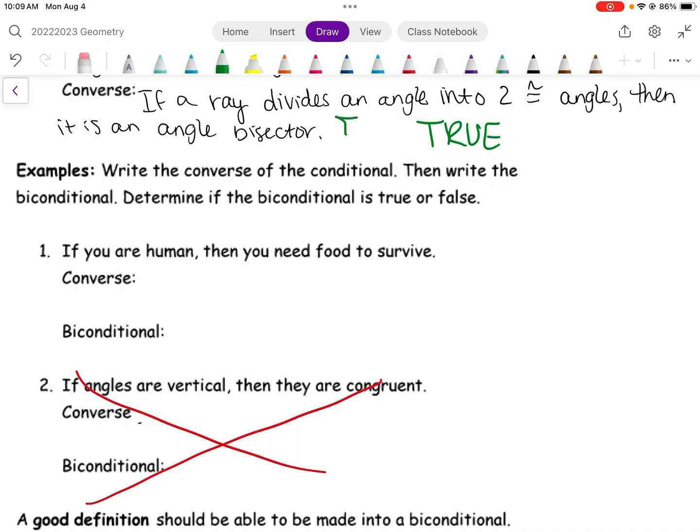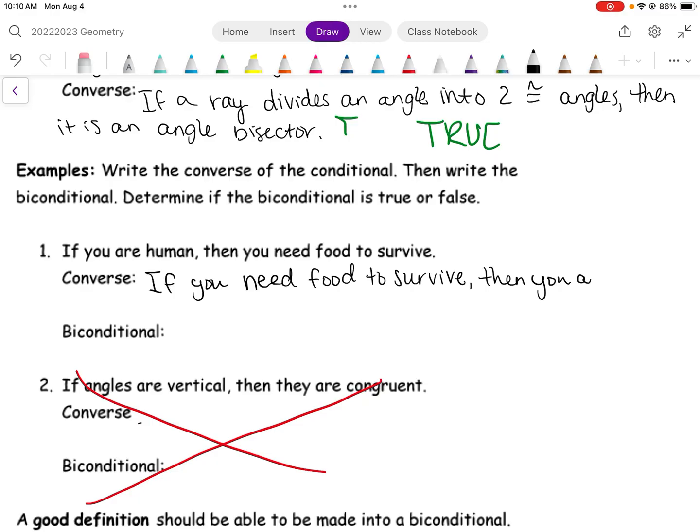All right, we are going to do one example where we actually do the opposite now. We're going to write the biconditional. We're going to skip number 2 because I think number 2 actually pops up on your assignment. So I want you to get the chance to do that on your own. It's going to give us the conditional. We're going to write the converse and the biconditional and say true or false. So the conditional is if you are human, then you need food to survive. The converse would be if you need food to survive, then you are human.